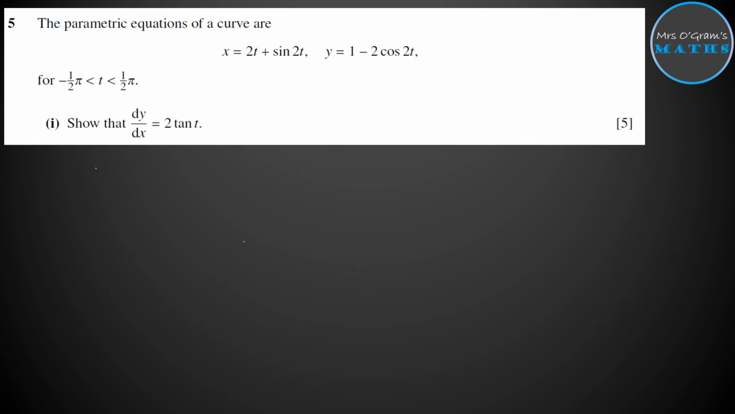Okay, so for parametric equations, we need to find dy by dt and dx by dt and use them to work out dy by dx. Again, this is a show that question, so do not skip any steps at all. You need to show all of your working. So if we differentiate y, then we get 4 sine 2t, and if we differentiate x with respect to t, we will have 2 plus 2 cos 2t.